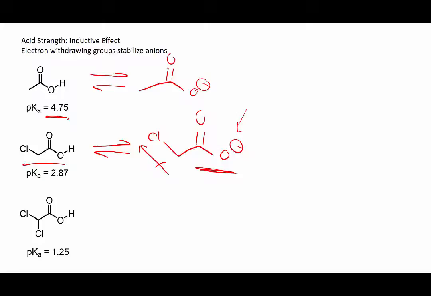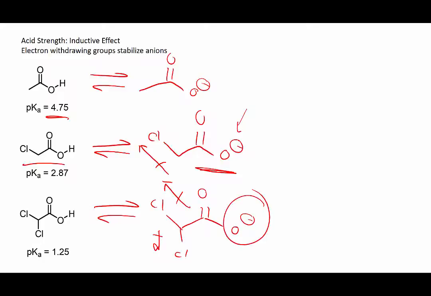This is inductively stabilizing. If we add a second chlorine atom, it makes it about 10 times more acidic on top of that, because not only do we have one chlorine atom pulling electron density this way, we have a second one pulling it this way. So we have more pull on this negative charge, which is going to help stabilize it even more.